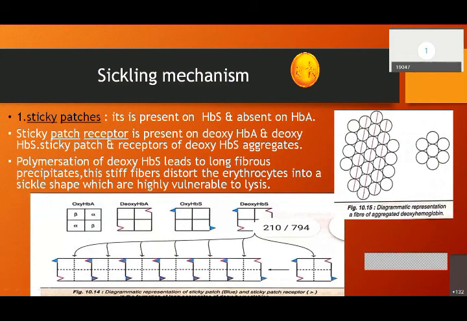Now we will see the sickling mechanism, how the RBCs aggregate in the anemic patient. See the figure. They are sticky patches. The blue color sticky patches.